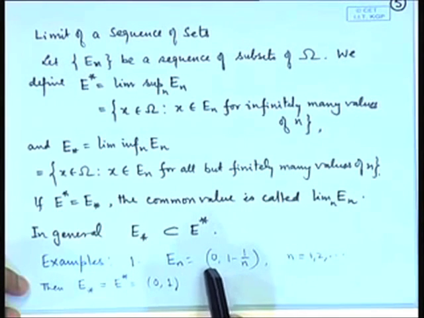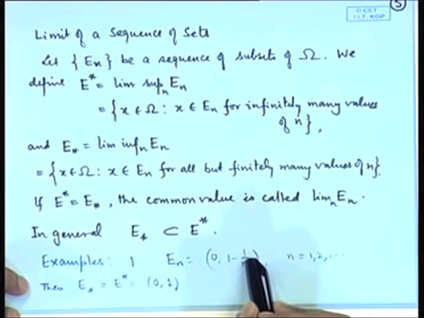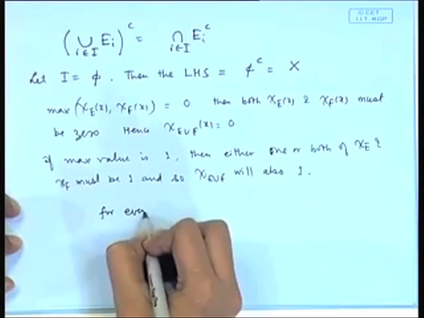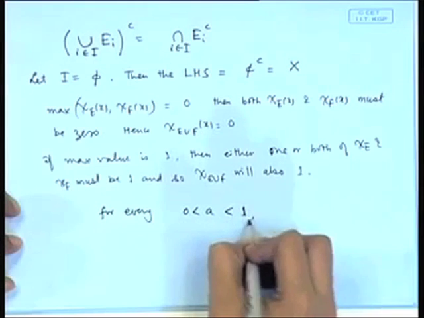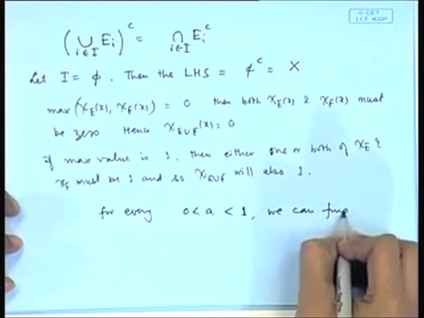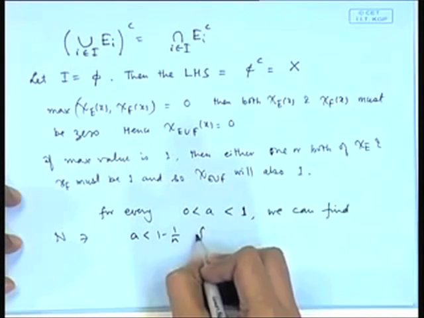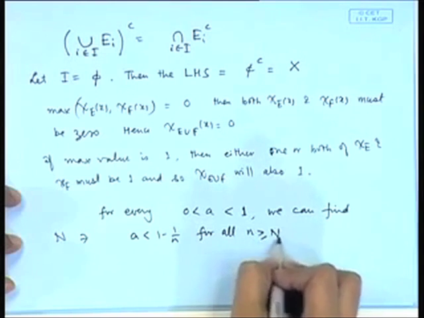Here, if we calculate the limit inferior, then if you consider any point in the interval 0 to 1, since 1 by n goes to 0 as n tends to infinity, for every number a between 0 and 1, we can find a capital N such that a is less than 1 minus 1 by n for all n greater than or equal to N.